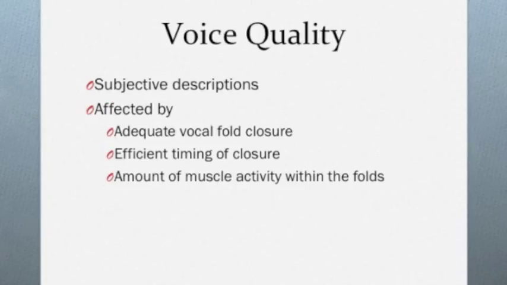Because voice quality is highly subjective, it is difficult to describe how a normal quality voice should sound like. The quality of a person's voice is affected by adequate vocal folds closure, efficient timing of closure, and the amount of muscle activity within the folds.